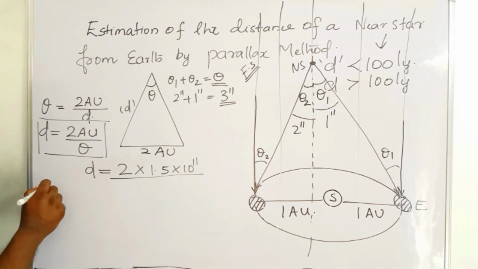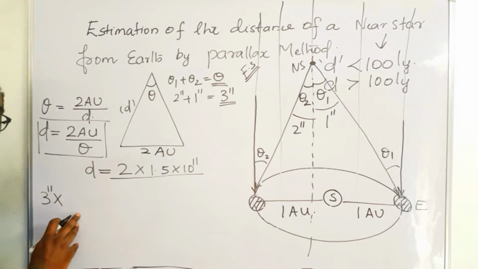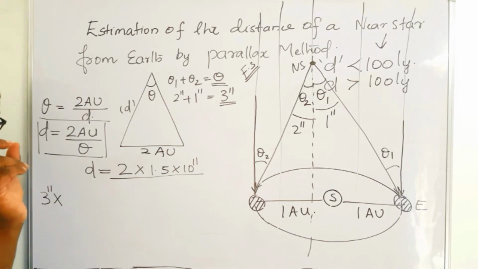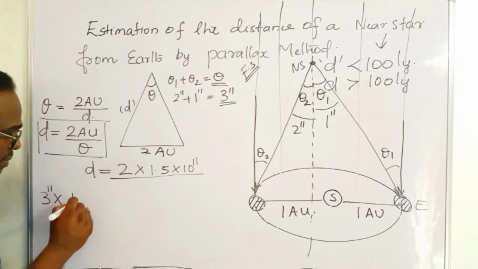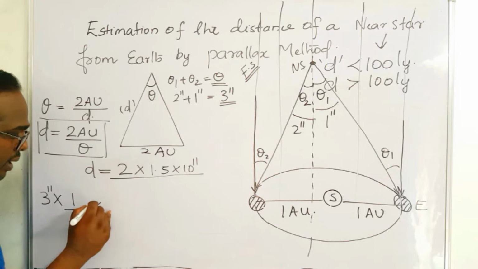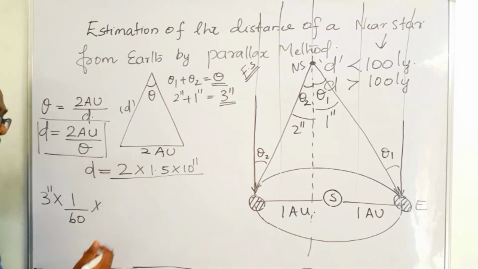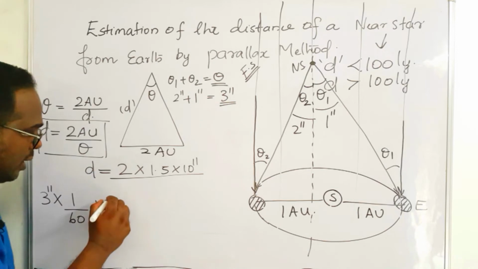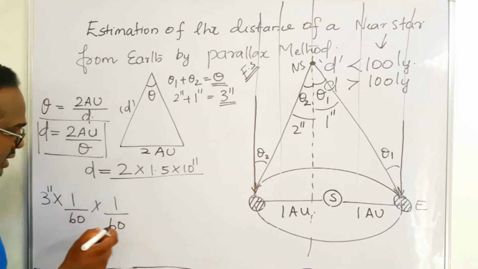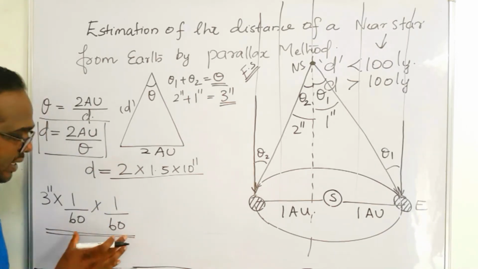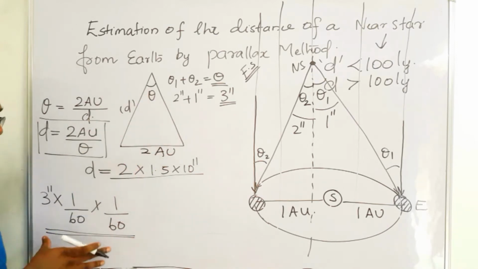3 seconds into. First you convert this into minute because 60 arc second is equal to 1 minute. So 1 by 60 you have to multiply. Now it is becoming minute. Now you have to convert minute into degree. So that is also 1 degree is equal to 60 arc minute. So 1 by 60. So this much degree is the theta. Now it is converted into degree.